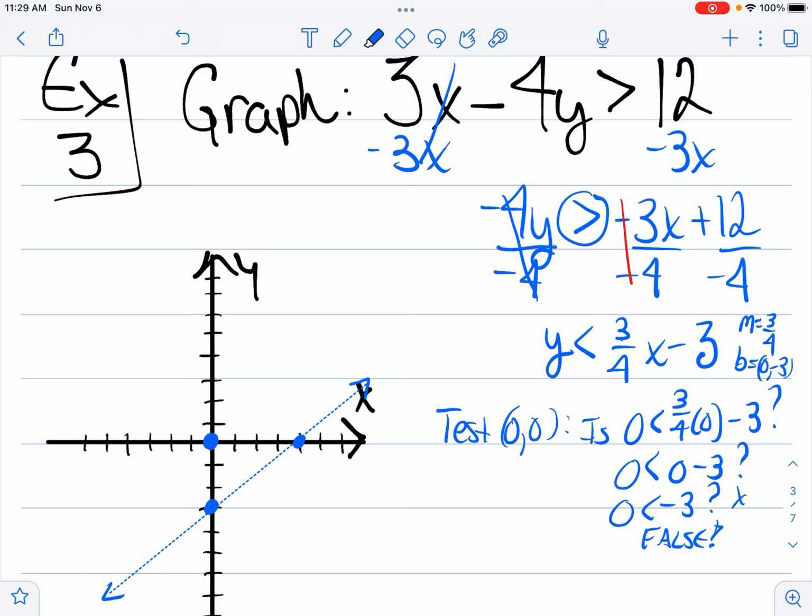Okay, so again, we're going to shade below and to the right of the boundary line. We're going to shade right here. This contains the solution.